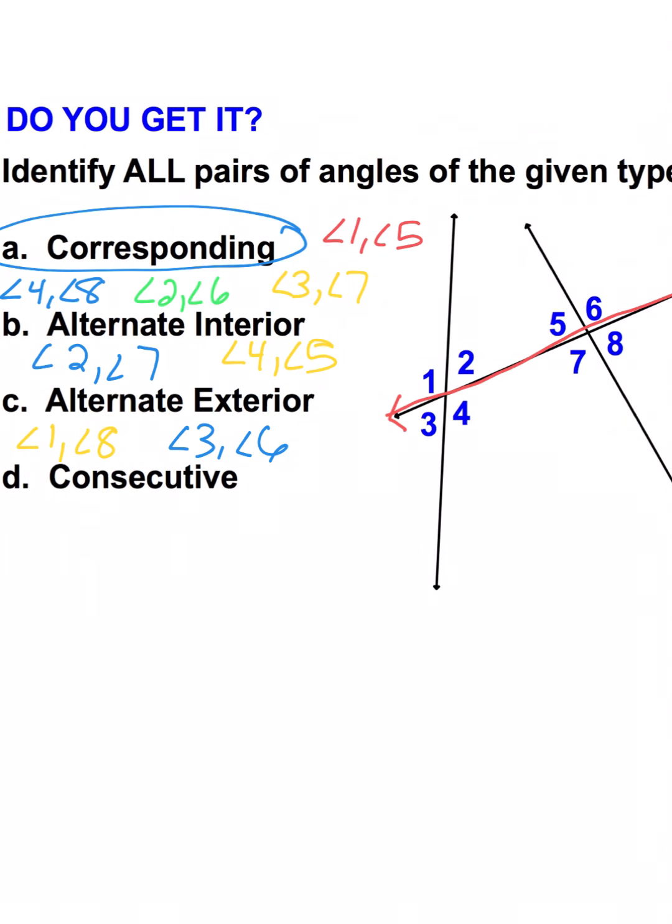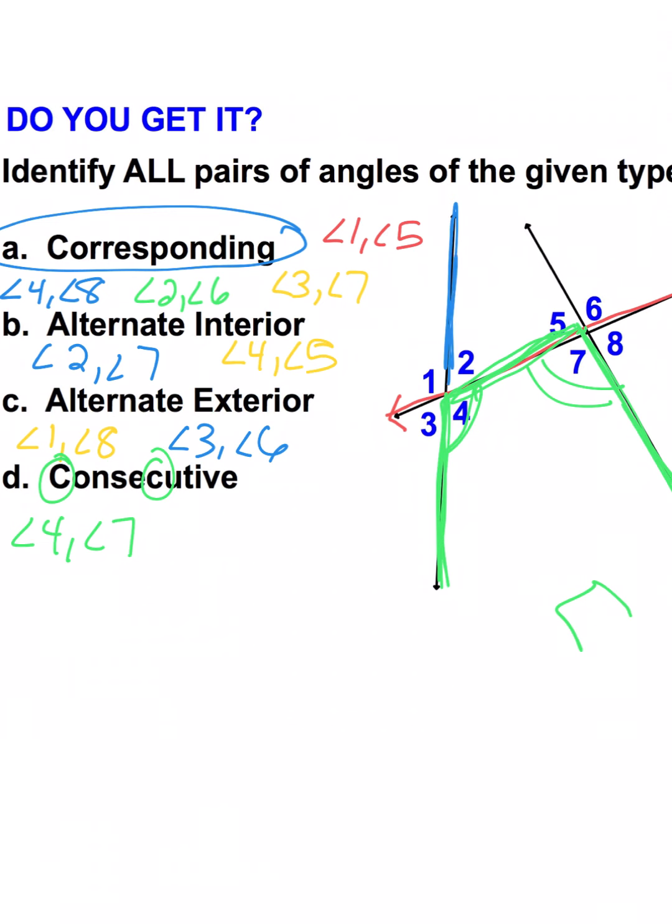Okay, and the last one is consecutive, which is, can you see the C? They both have to be inside, and they have to be on the same side of the transversal. So if you look, here's 4. That's inside, and 7, both on the same side of that red transversal. So 4 and 7, if you can see the letter C there, those are considered consecutive. And then our other pair is going to be above, angle 2 and angle 5. I know that C looks kind of like that, but that's our second pair, angle 2 and angle 5.